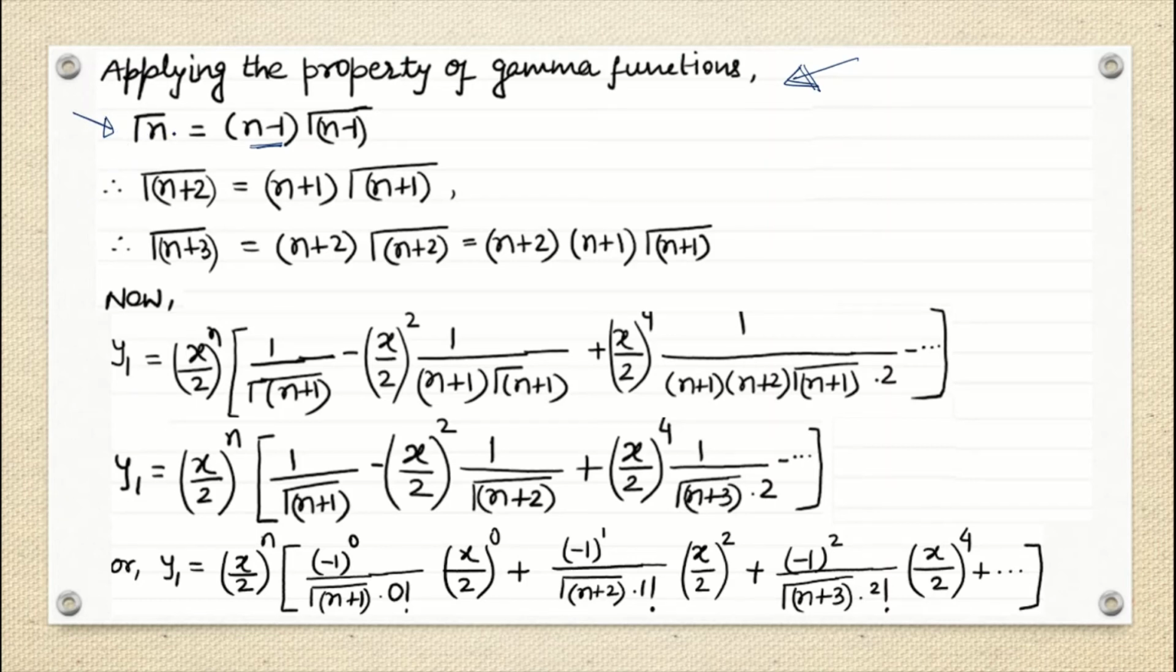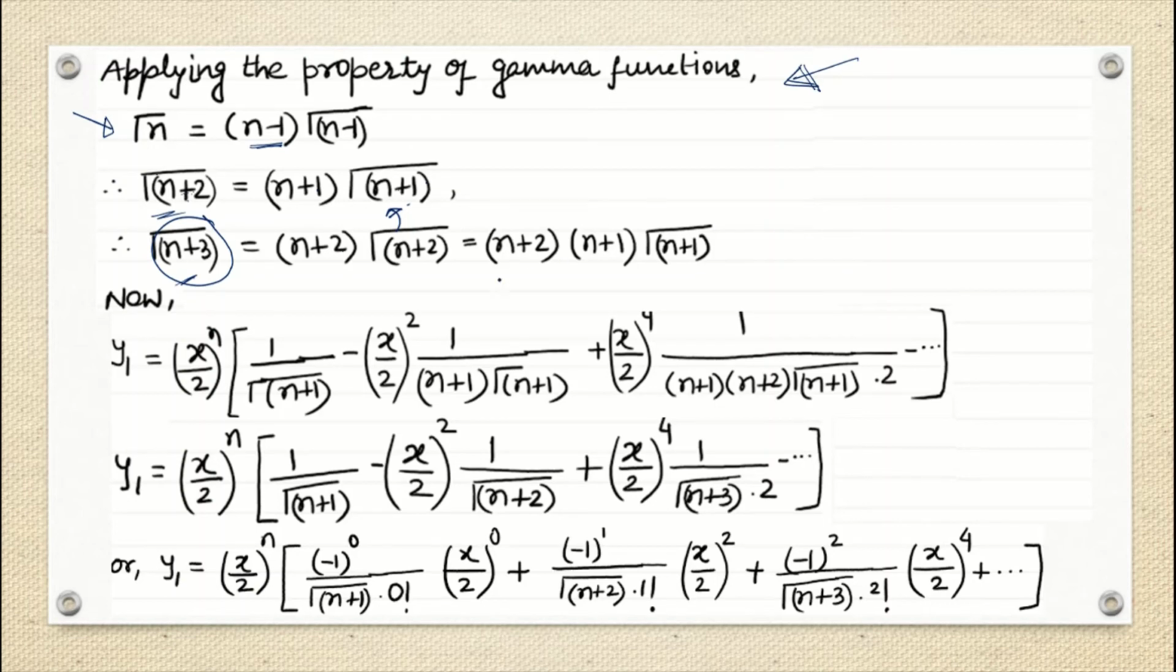Similarly, if it is the property, then you can write gamma n plus 2. What is before n plus 2? This is n plus 1. So n plus 1 into gamma n plus 1. Similarly, suppose you have to write down gamma n plus 3, whatever is previous of n plus 3, this is n plus 2. So n plus 2 gamma n plus 2, and gamma n plus 2 is nothing but n plus 1 gamma n plus 1. So with respect to n plus 1 only, you can write down gamma n plus 2 also, you can write down gamma n plus 3 also, and so on.